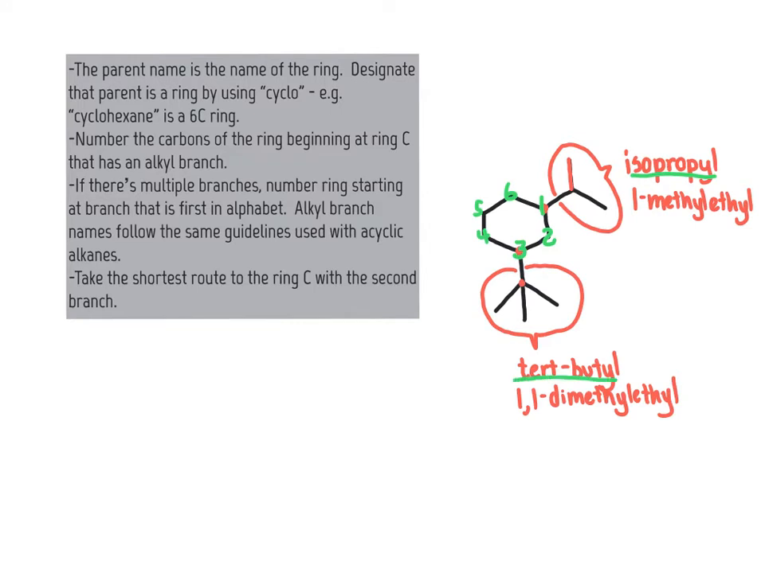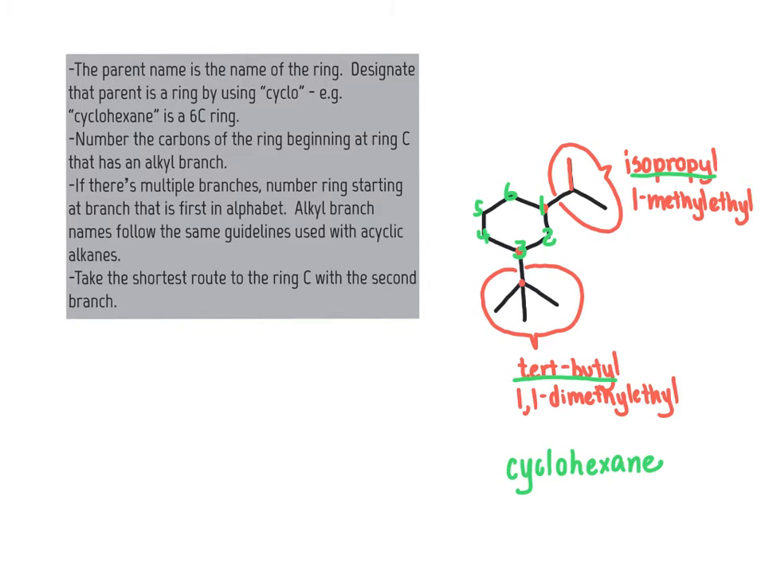If we were using 1-methyl ethyl and 1,1 dimethyl ethyl, we'd have to alphabetize accordingly. So let's go ahead and fill in the name, assuming that we're using isopropyl and tert-butyl. So our parent name here is cyclo. Don't forget the cyclo part, otherwise the name is definitely not going to be correct. Hexane, because it's a 6-membered ring. And then prior to that, we need to fill in our isopropyl and tert-butyl in alphabetical order, just like we did for acyclic molecules.